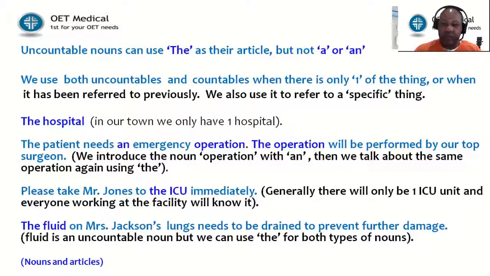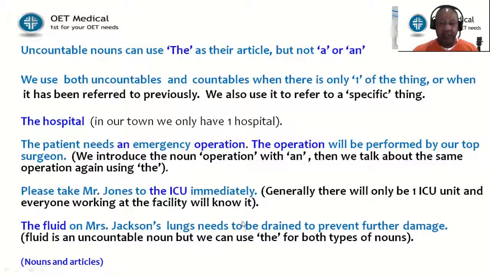Where we refer to something before, the patient needs an emergency operation. We've introduced the operation noun with an. The operation will be performed by our top surgeon. So we're referring back to this operation, so we say the operation. We introduce the noun operation with an, then we talk about the same operation here using the.